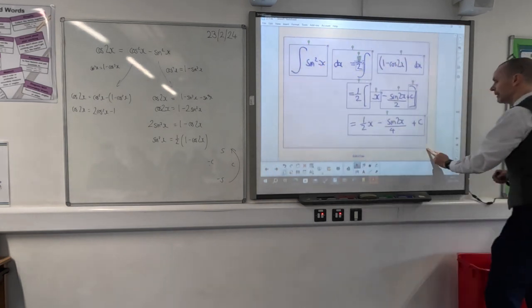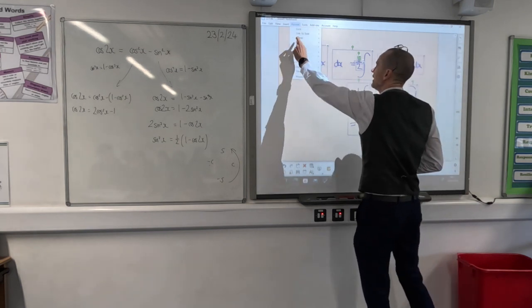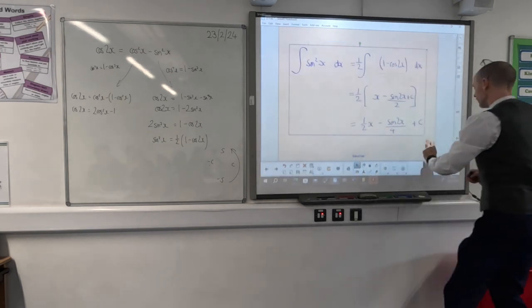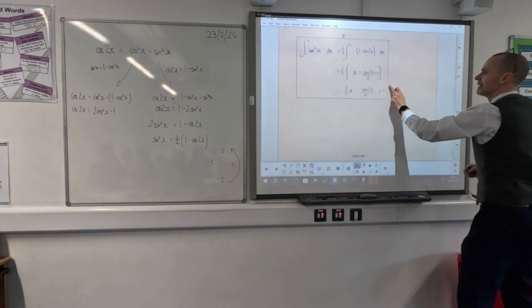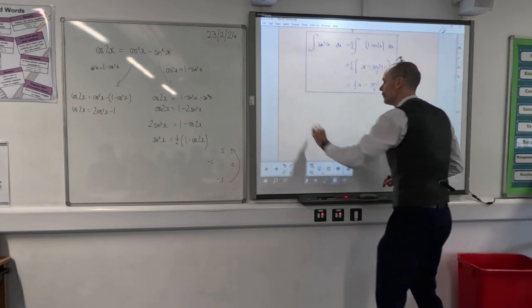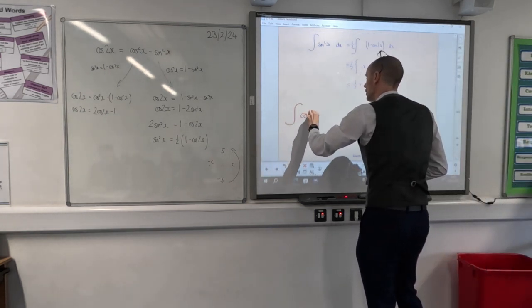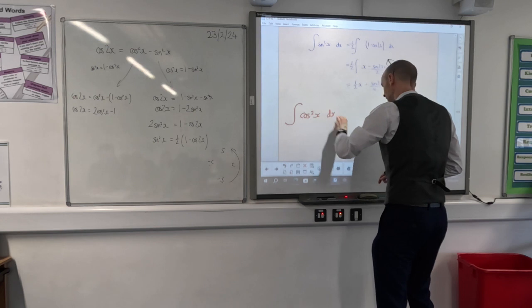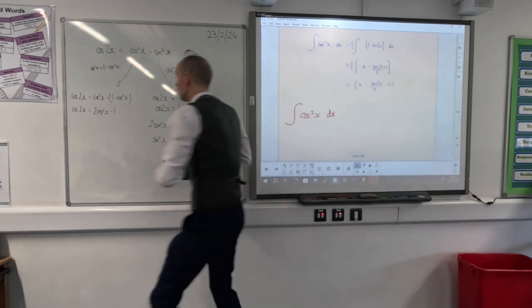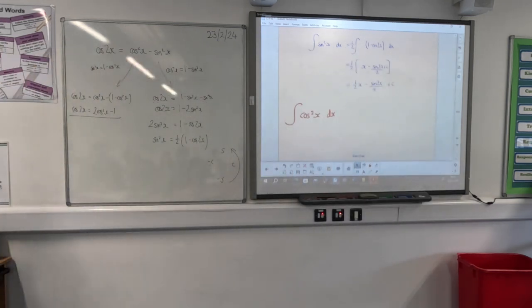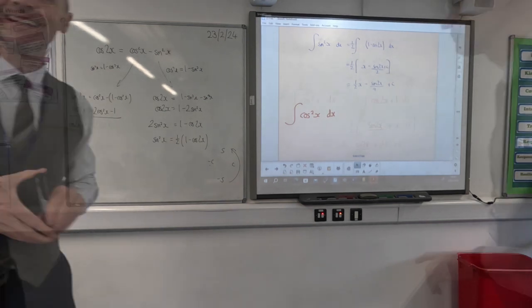Let's do cos squared now. So if I leave that one there for you to make reference to, and see if you can now integrate cos squared x, which obviously is going to involve this identity, isn't it? It's going to involve that identity there. And I'm going to stop the video at this point.